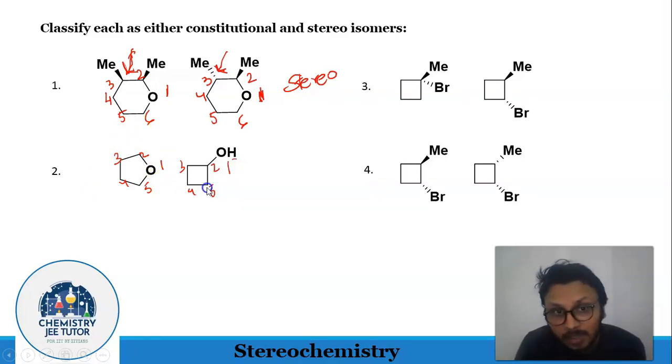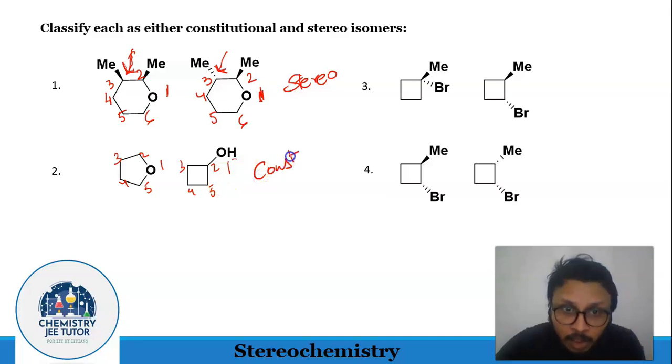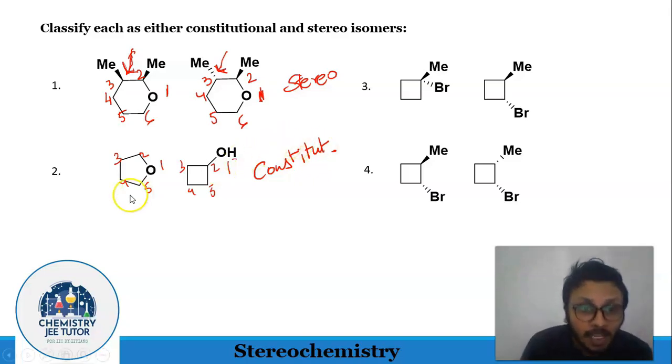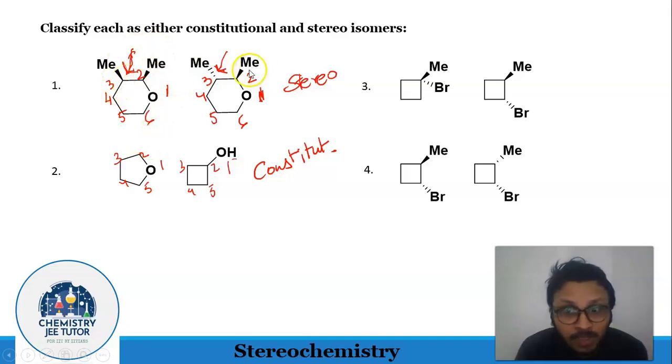As soon as you go to this case, we don't have a 5-membered ring. Rather, we have a cyclobutane ring with an OH group attached to it. The arrangement of atoms in space is different. So this is constitutional isomerism. Again, I'll write it in short, constitute. That means it is constitutional isomerism. Why? Because the arrangement of atoms in space is different, not the orientation of the groups in space. Okay, I hope you understood this.